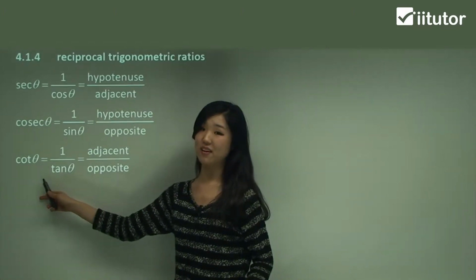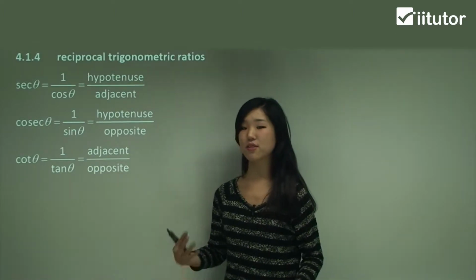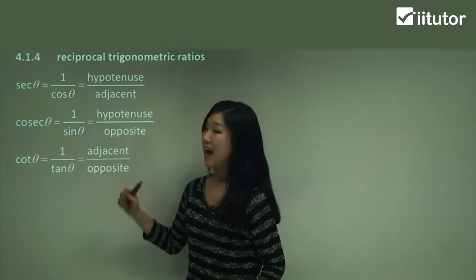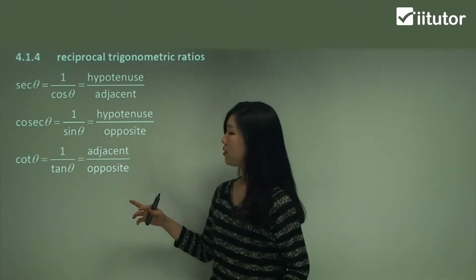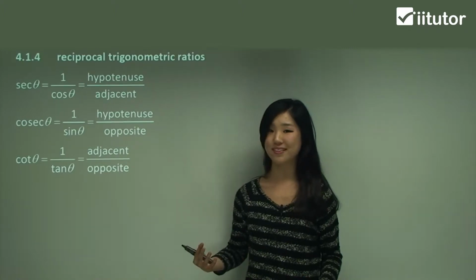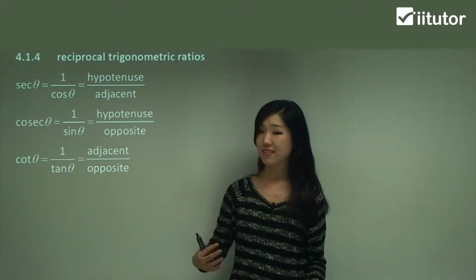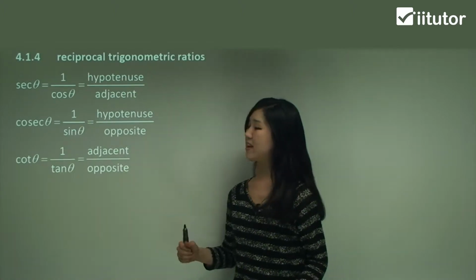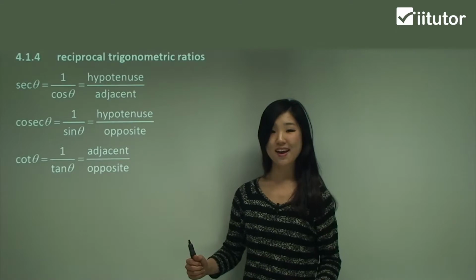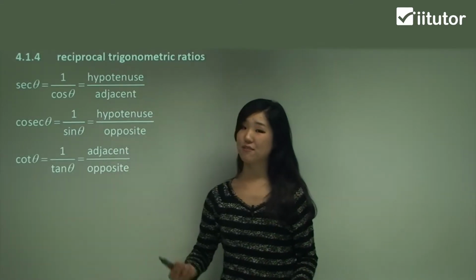And the final one is cot theta. So cot theta is 1 over tan theta, the reciprocal of tan theta. So 1 over tan theta will therefore be adjacent over opposite. Remember how tan theta is opposite over adjacent. Therefore 1 over tan theta is also its reciprocal, adjacent over opposite. And the name is cot theta. Alright, so these are 3 things you have to memorize.